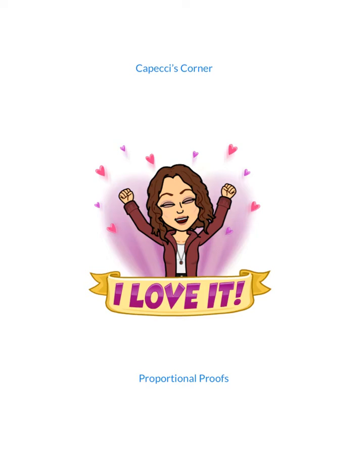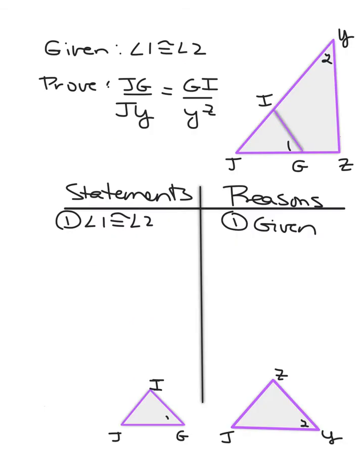Today in Capechi's Corner, we're going to look at proofs that are involving proportions. And looking at our first proof, we have a smaller triangle inside the larger triangle, and we know that angle 1 is congruent to angle 2. So I'm going to mark that angle 1 is congruent to angle 2. And I'm trying to prove that two of these pairs of sides are in proportion.